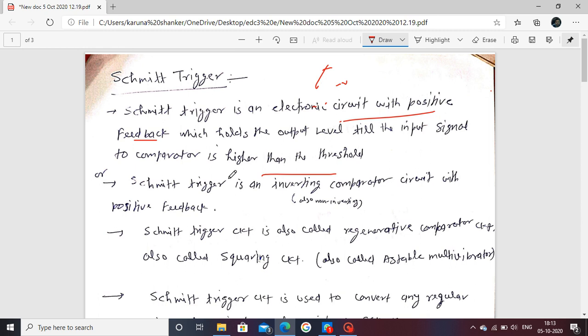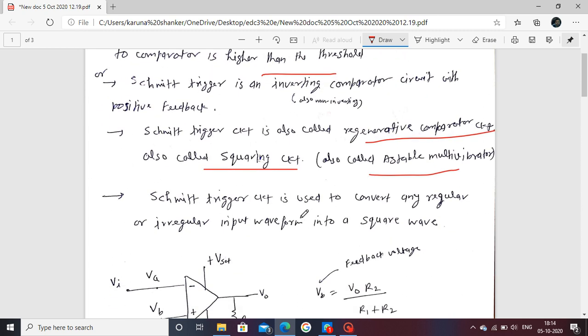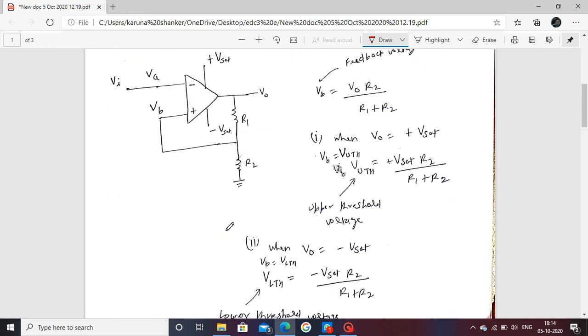Also, the Schmitt trigger is a square wave converter. It is also called a regenerative comparator. It is also called a squaring circuit, because the output comes in two levels, and also called a bistable multivibrator. The Schmitt trigger is used to convert any regular or irregular input waveform into a square wave. Whatever input is applied, it is converted into a square wave.